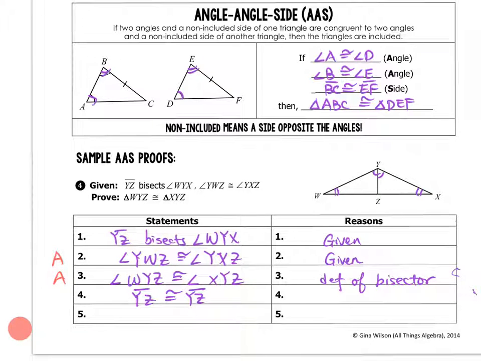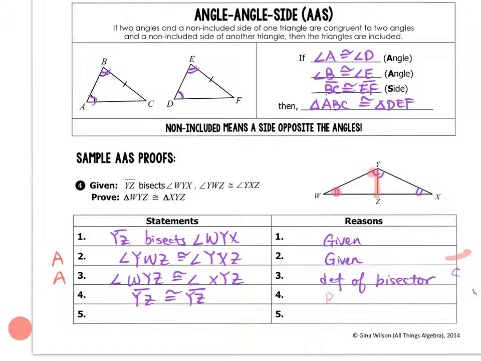Make it small. Let me get it smaller. Notice that I have one pair of angles, and I have a second pair of angles. So all I need is either WY being congruent to XY, or I can use just YZ. That way I have AAS here.